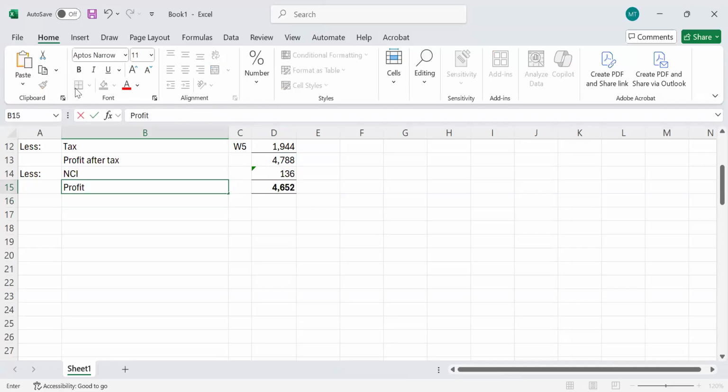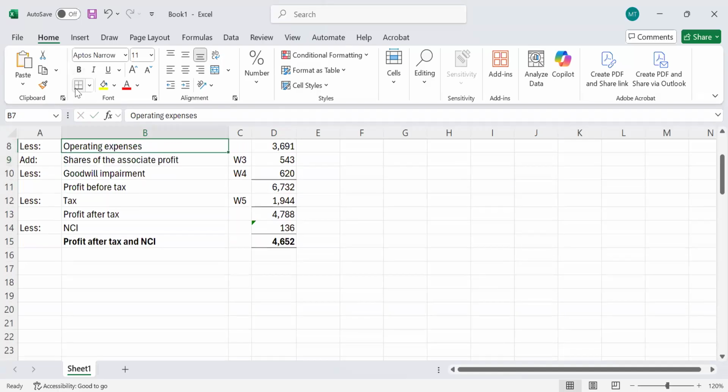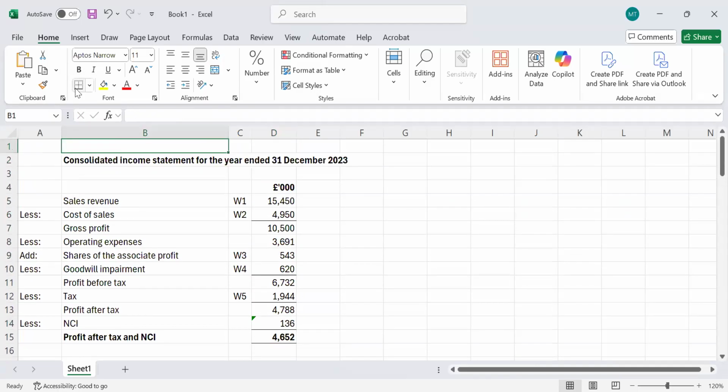So this is worth 10 marks. Okay, this is worth 10 marks. Any question? So we have prepared the consolidated income statement after taking into account all the necessary adjustments based on IFRS 10. Any question? Just say in the chat box so that I know. If you don't, just say no. If you have, please type the question if you want to.